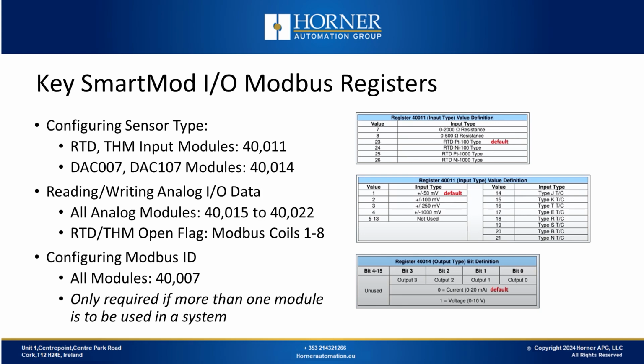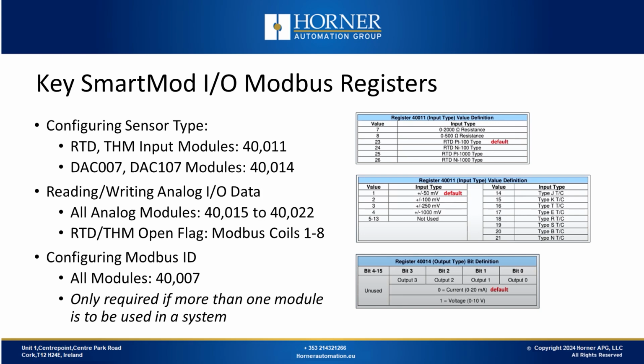If current isn't what we need on each channel, then we will write to Modbus holding register 40014 on those modules to set current or voltage. For reading or writing the analog data, we will use holding register 40015. So if we have two channels, we will use 40015 and 40016. And if we have 8 channels, then we will use registers 40015 to 40022.